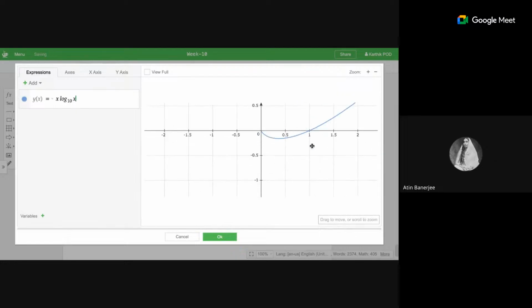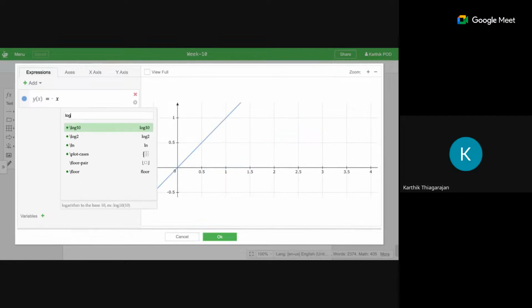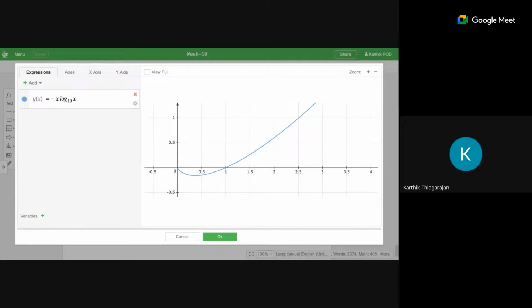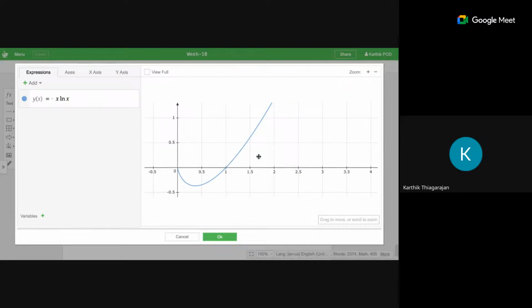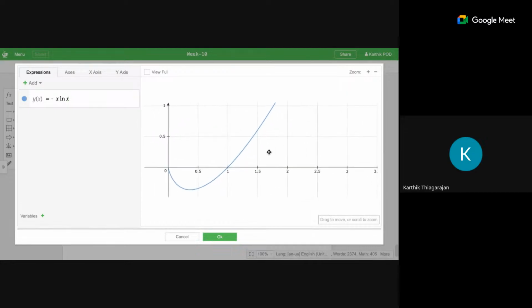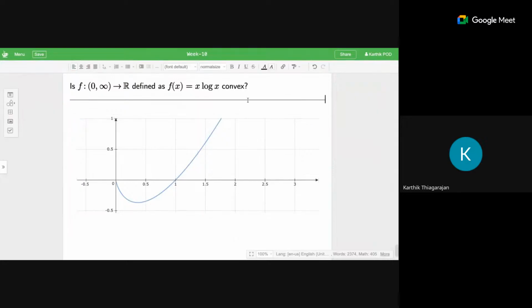Yes, sir. Okay, so this is x log x, right? The base doesn't matter, but anyway, I'll draw base c itself just to be safe. Do you still stick with your original answer? It looks convex, right? So that argument that you made, I won't say it's wrong, but it is a bit tricky, right? You have to be careful there.